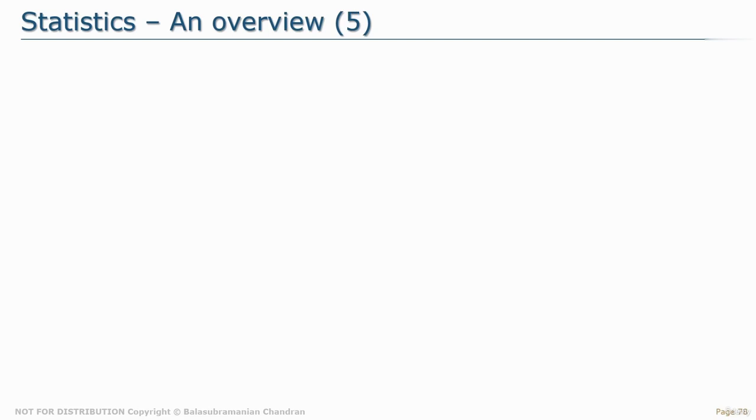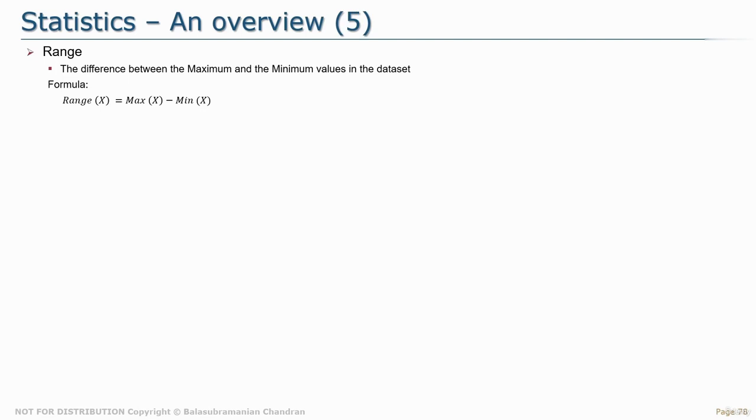What are range, variance, and standard deviation? Range is the difference between the maximum value and the minimum value in the data set. The formula is range is equal to the maximum value minus the minimum value. Let's say we have a data set called X, then the range is 10 minus 1, which is equal to 9.